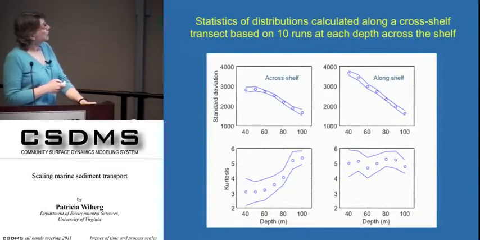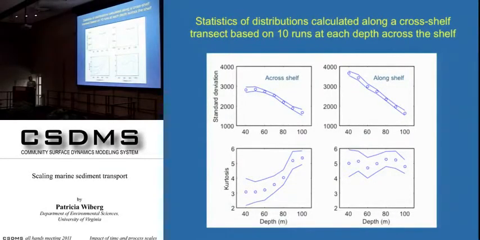If you do this across the shelf for different water depths, we do get a decrease in the standard deviation of those distributions, which is related to the diffusivity, like we'd expect. And some kind of patterns of variation in the shapes of the distributions, which, you know, might merit some more attention.